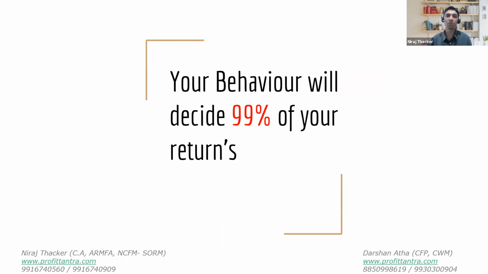Then most important is your behavior. So you have done your analysis, you identified the stock, you enter into the stock, and then you don't hold. Or if it goes down, you don't have the conviction, you don't average at lower levels. If you know it is going against you and you don't get out, again, it will be difficult for you to get out, correct? So your behavior will decide 99% of your returns.